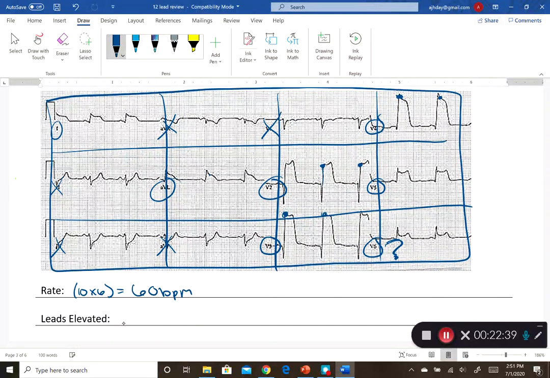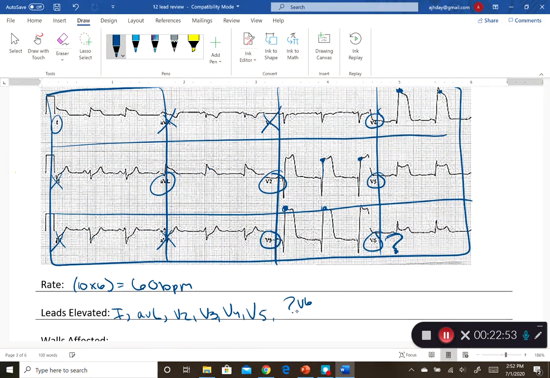Leads elevated, it's all the ones we circled. I got 1, AVL, V2, V3, V4, V5, and then we thought maybe V6, something to note. To me, it does look elevated there, so I'm going to count it.